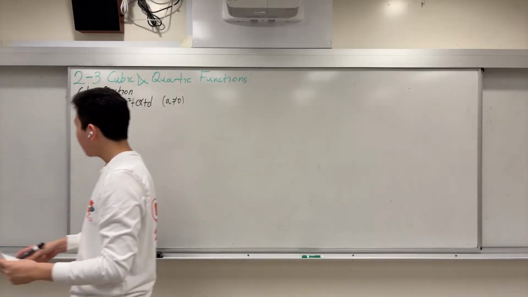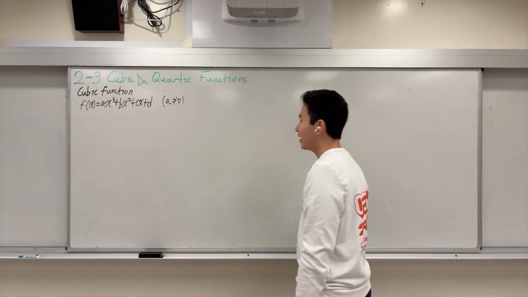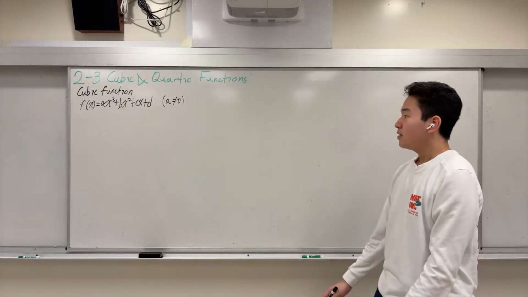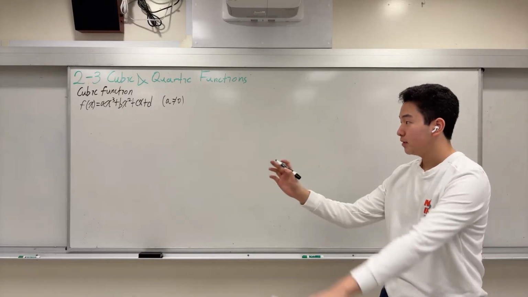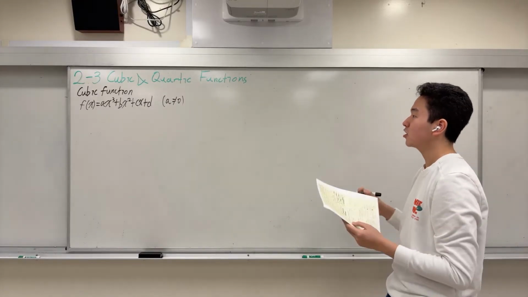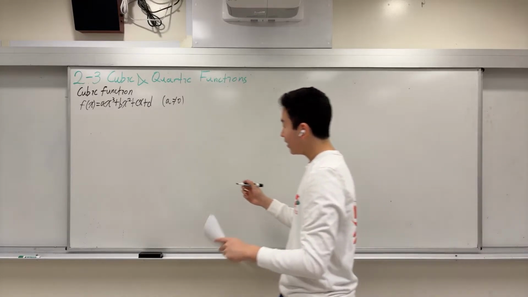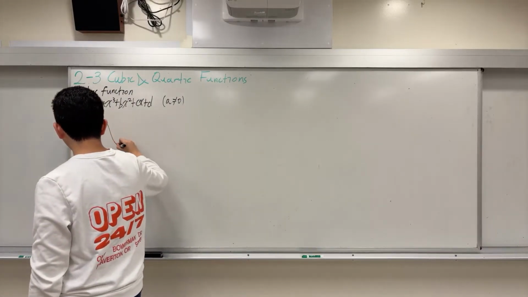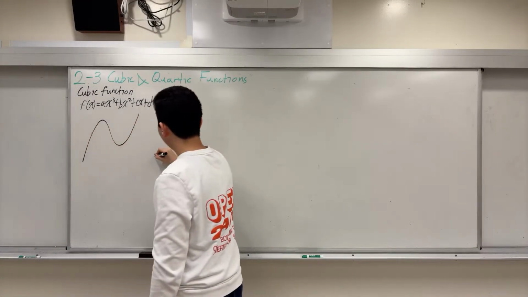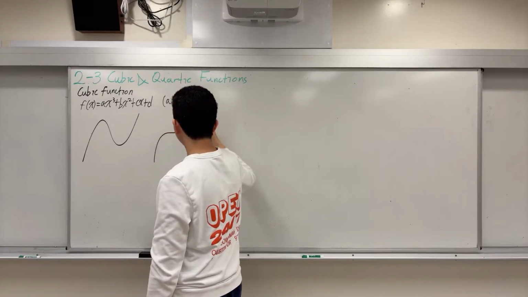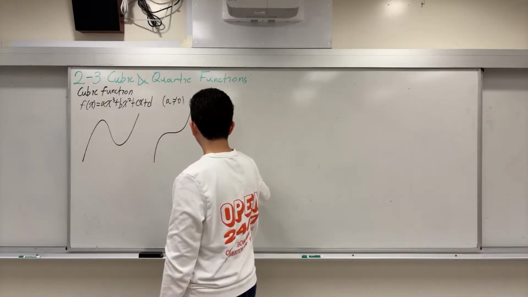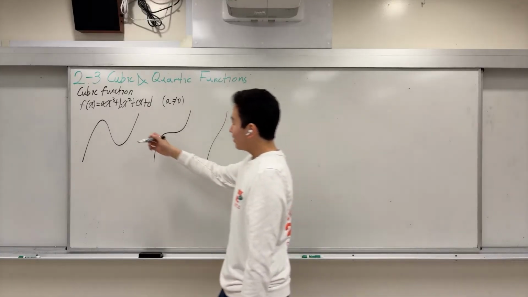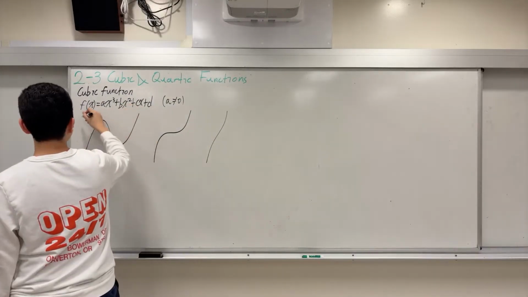Okay, I'm going to show you what cubic functions look like, and then I'm going to explain why they look the way they do. There are three main types of shapes that cubic functions can have, and they look like this, okay? Number 1, number 2, and number 3, okay? So let's look at the most complicated looking curve first.